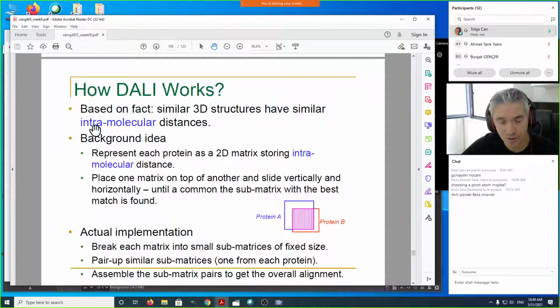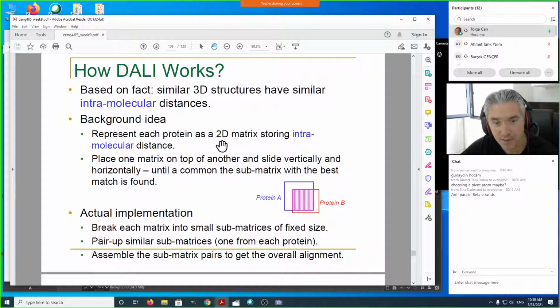Here it's called intra because the molecular distances are within the same protein structure. Intermolecular is between two different molecules. RMSD is actually an intermolecular distance measure because it's the distance measure between two different protein structures. Intramolecular means that it converts the protein structure into distances between the atoms of itself, inside that same molecule. So let me represent each protein as a 2D matrix of intramolecular distances.